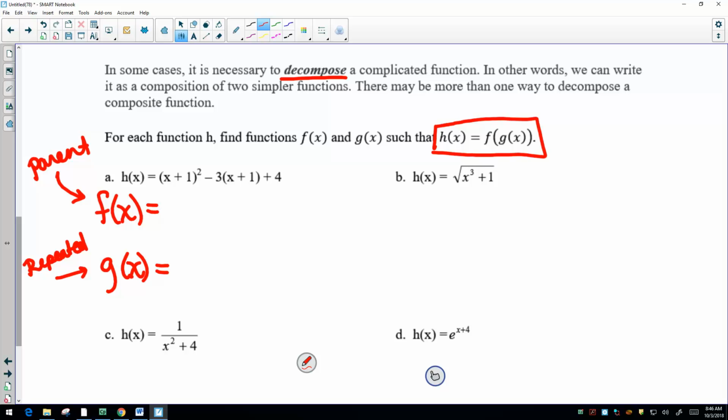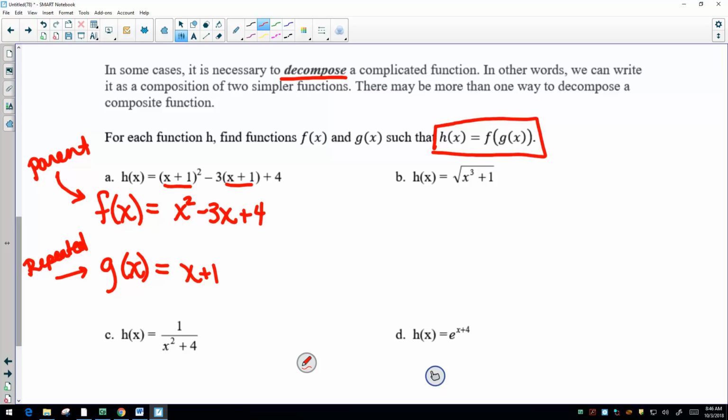So for instance, for this first example here, I'm not finding a parent function or a 12 basic function, but I do see something repeated. I see that x plus 1. So that's telling me that's probably going to be my g of x. Why? Because I'm going to plug that into my f function anywhere I see an x. So that also tells me that must have been an x to begin with. Same thing over here, that repeated section must have been an x to begin with, and add 4.